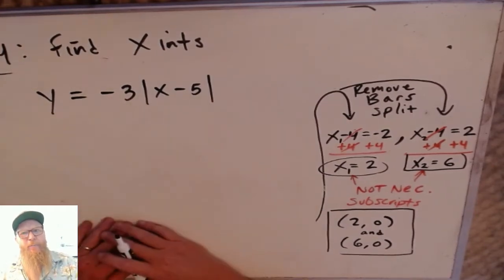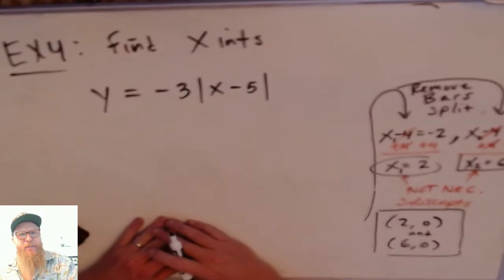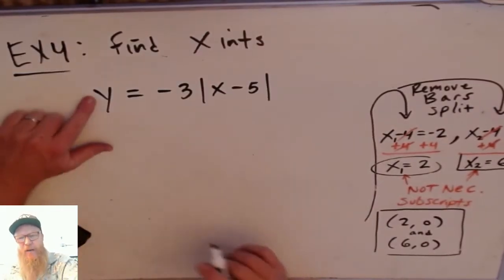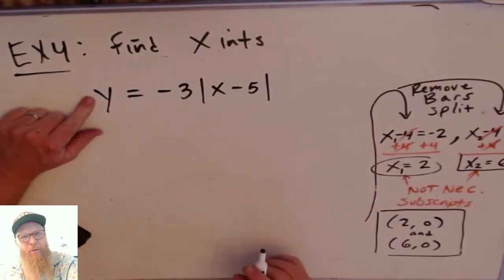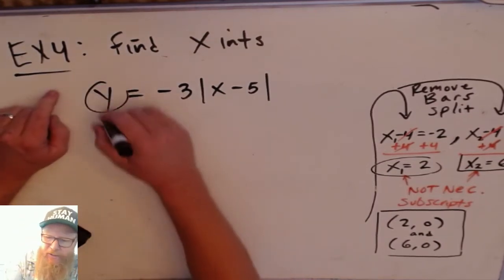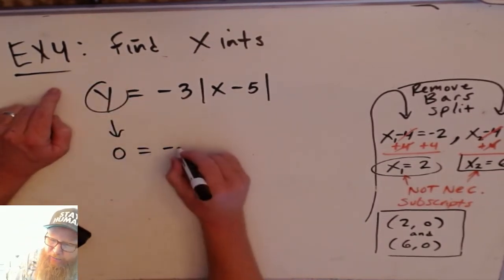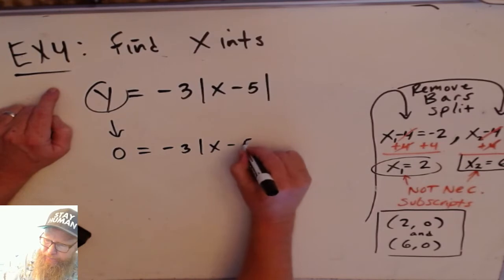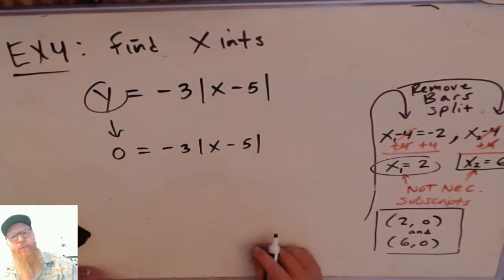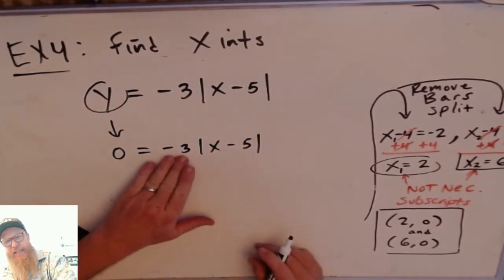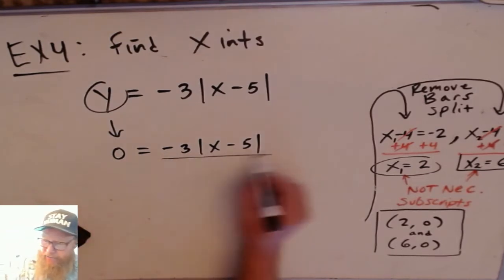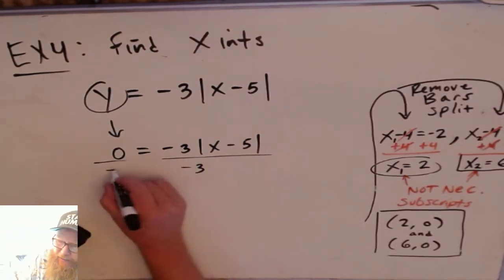Well, here's an example. Find the x-intercepts. Example 4. This one I've already written in the y form. So just go ahead and set y equal to 0. If you've got any scalars on the outside, you want to divide by the scalar to get rid of that scalar.